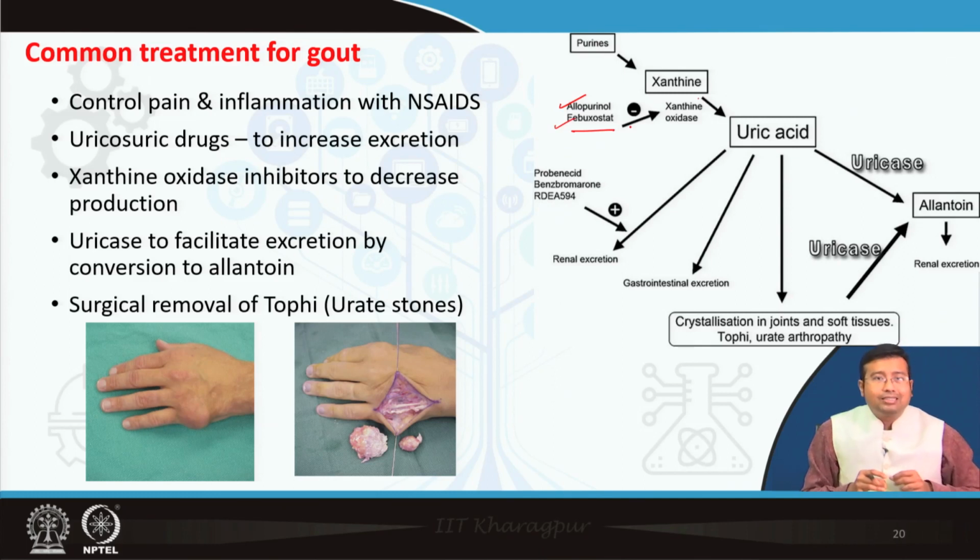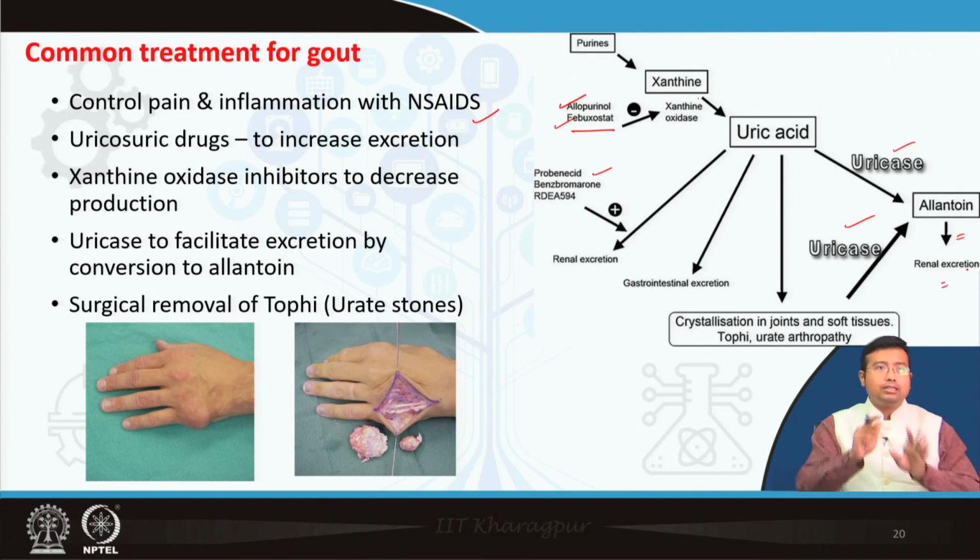However, apart from lowering the uric acid level, we also need to control the pain and inflammation with the help of non-steroidal anti-inflammatory drugs. We can also use uricosuric drugs like probenecid, etc., to increase the uric acid excretion. Next, those patients that do not respond to traditional therapy have recently been targeted with pegylated uricase. What uricase does is convert uric acid to allantoin, which is easily excreted via the kidney. Not only that, the tophi can also be surgically removed.